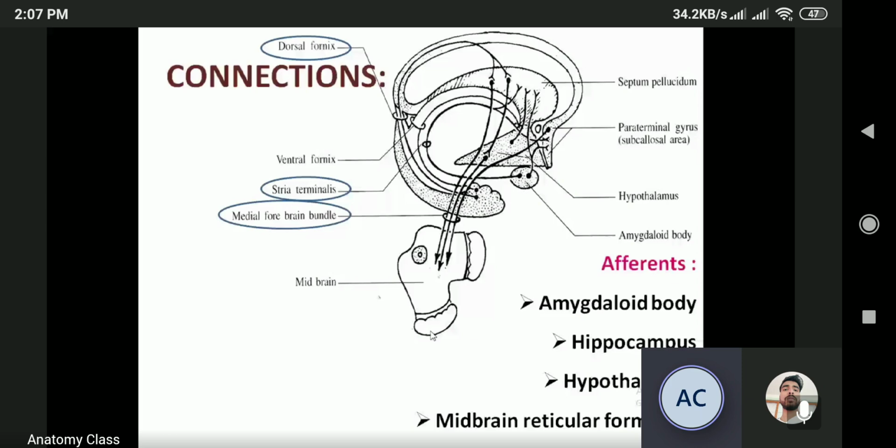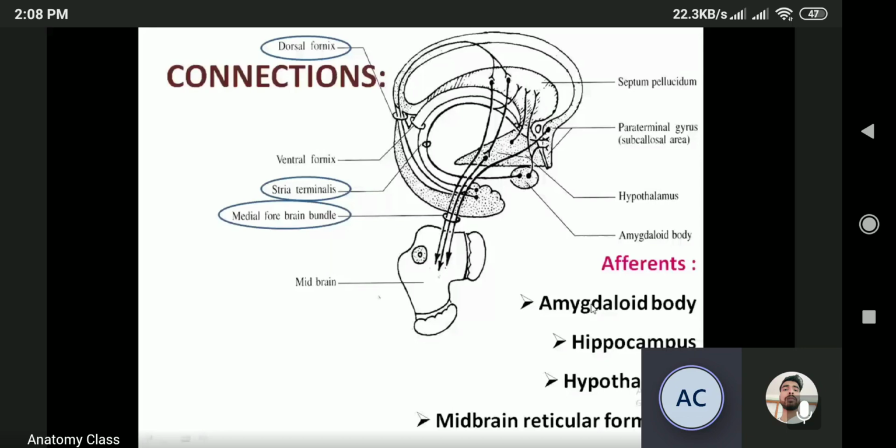And from the hippocampus, here, the afferents are received by the septal area through the dorsal fornix. Here this one is the dorsal fornix. While from the hypothalamus, here, and the midbrain reticular formation, the afferents are received via the medial forebrain bundle. So these are some of the afferents received by the septal area.